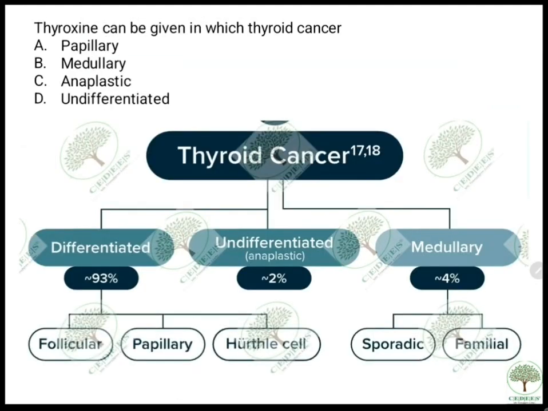Now the next question is, thyroxine can be given in which kind of cancer? Of thyroid cancer. Now in thyroid cancer there are many types. We have the differentiated, which are again of three types: the follicular, papillary and Hürthle cell. Then we have the undifferentiated or anaplastic, and the medullary. The anaplastic kind of cancers usually do not have a good prognosis, whereas the differentiated, the three types, have a better prognosis and a much higher life expectancy. And in these kinds of thyroid cancers, called differentiated thyroid cancers, thyroxine therapy is given.